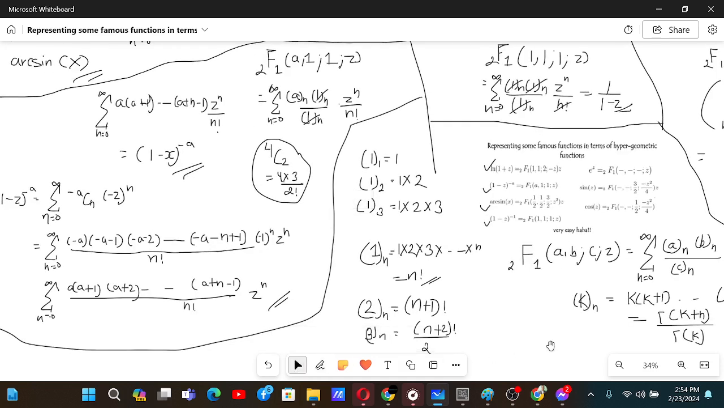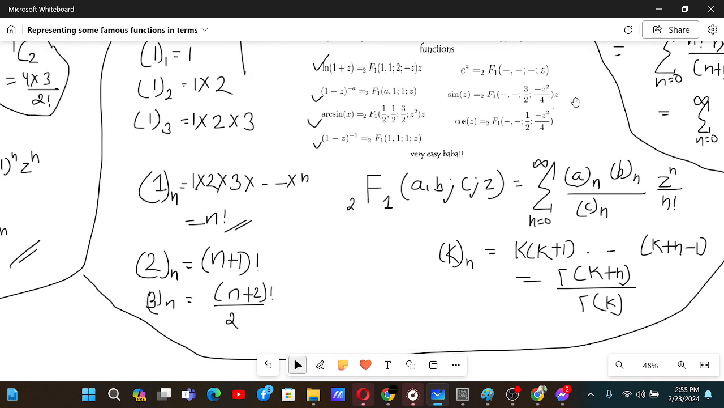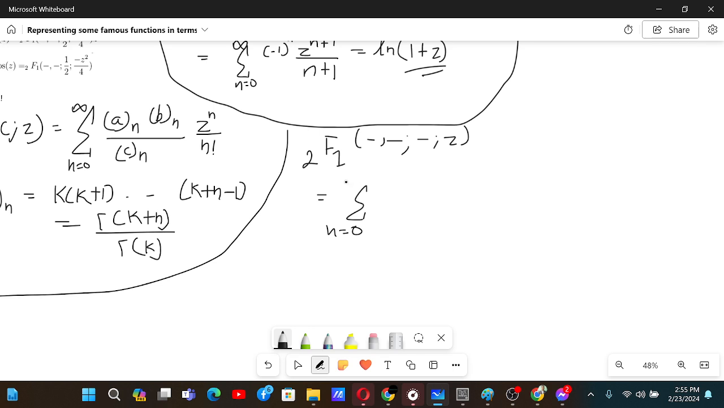For e to the power x, the hypergeometric function is, there's nothing, only the z. Okay, so let's see how we do that. We just have 2F1 of nothing, semicolon, nothing, semicolon, z. That means the sum from n equals 0 to infinity. We don't have any a, b, c, so z to the power n by n factorial, and that is e to the power z. So this was so simple. Now let's go to the next one.